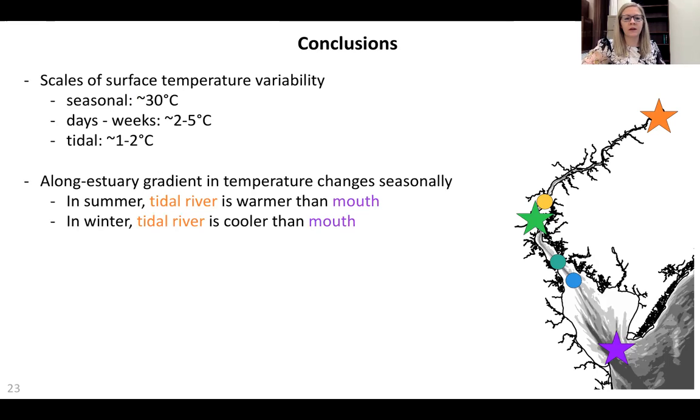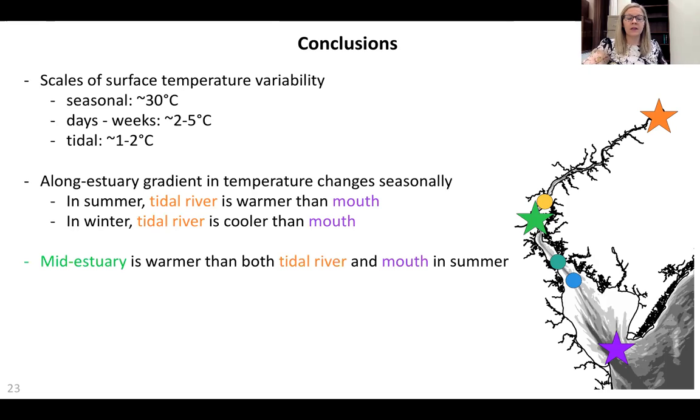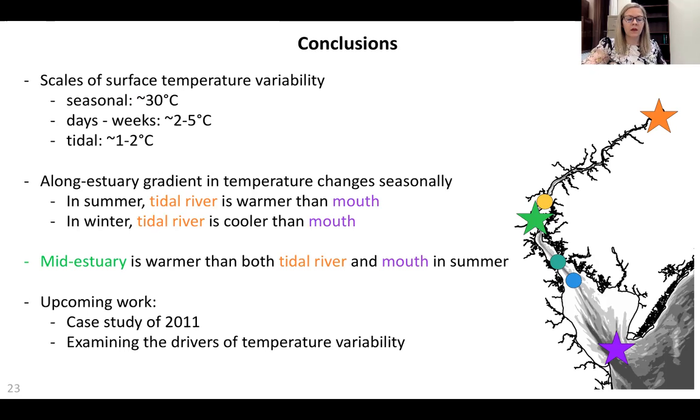The along-estuary surface temperature gradient changes seasonally. In the summer, the tidal river is warmer than the mouth, and in the winter, the tidal river is cooler than the mouth. I showed that there's a mid-estuary temperature maximum relative to the tidal river and the mouth in the summer. And our upcoming work is going to be looking at 2011 as a case study and really getting into the drivers of this temperature variability.